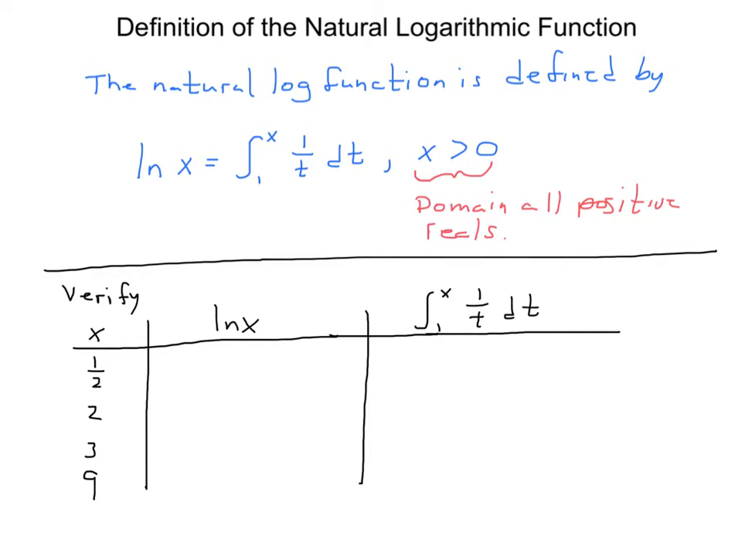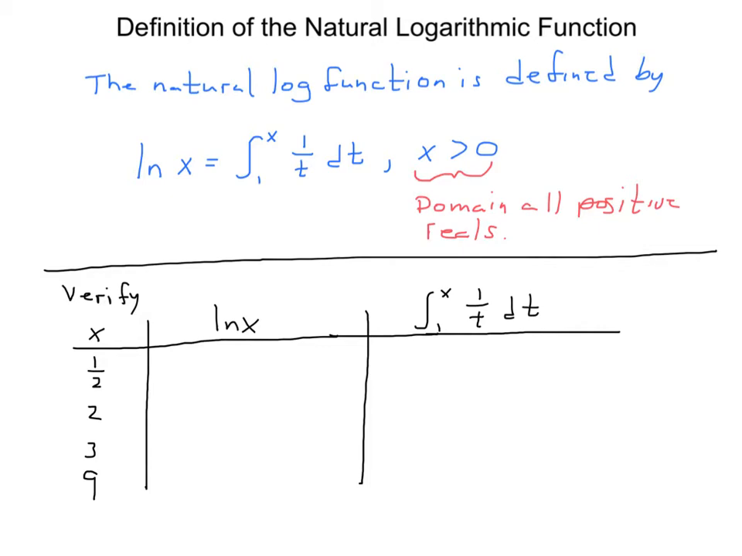So the first thing I would like you to do is copy down this chart here. You'll notice that for x I have 1/2, 2, 3, and 9. I would like you to verify that the natural log of each of these is equal to the definite integral from 1 to x of 1 over t dt. So you can go through on this one. All you have to do is take your calculator out and put in natural log 1/2.